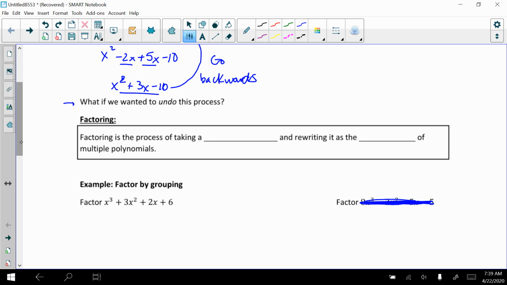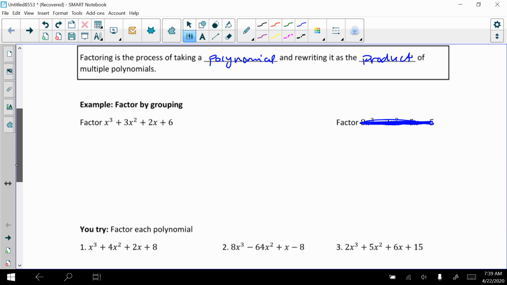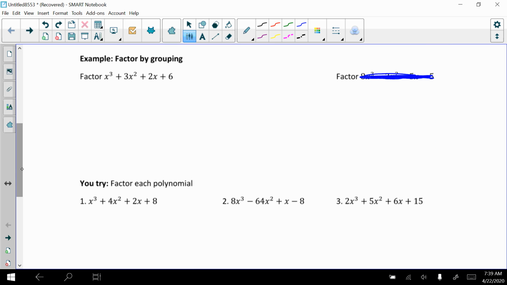It is the process of taking a polynomial. You're going to start with a polynomial and rewrite it as the product of multiple polynomials. So you're going to break it up into multiple factors, or multiple things that are being multiplied together. This is the process that we're going to be looking at for about the next week. Today we just have to look at one particular part of this. It's called factoring by grouping, and that's the main thing for this video.